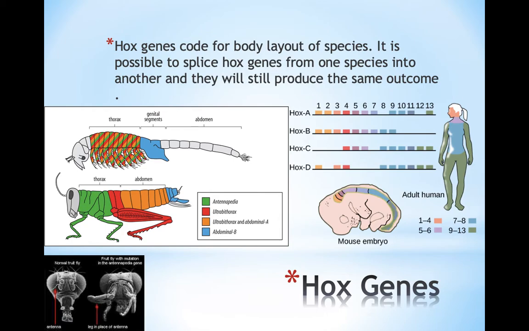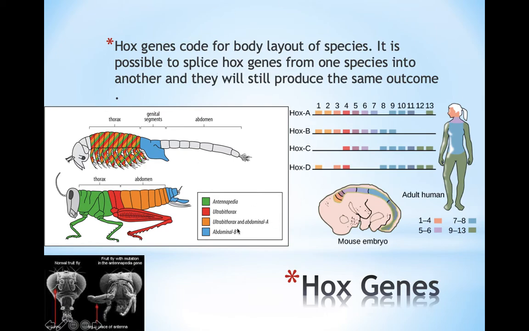on the body. We can change the position of the Hox genes. We can move it from place to place and cause an organism to grow different body parts in different places of the body as well. You can see here they made a fruit fly grow antenna with legs instead of antenna. So very interesting things that Hox genes do.